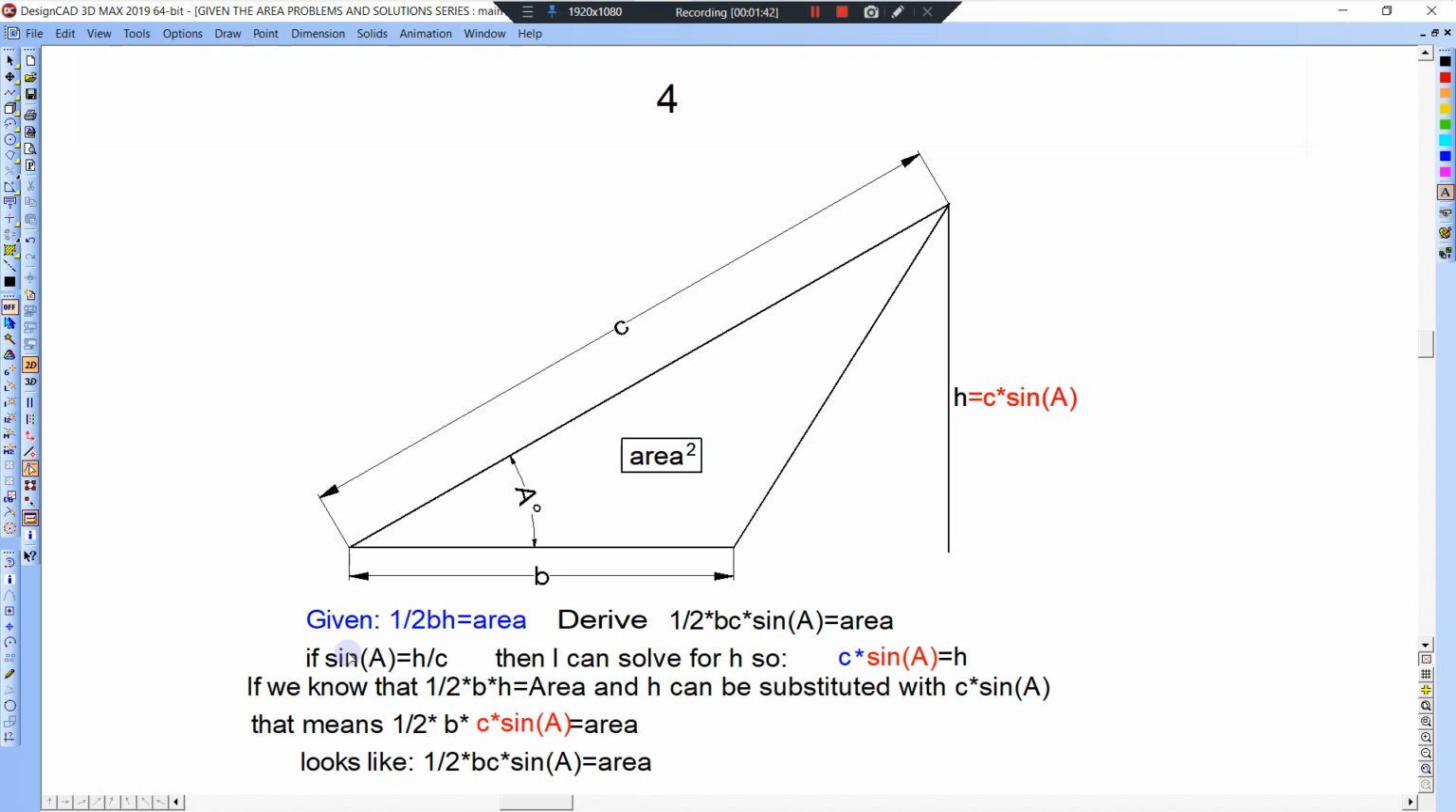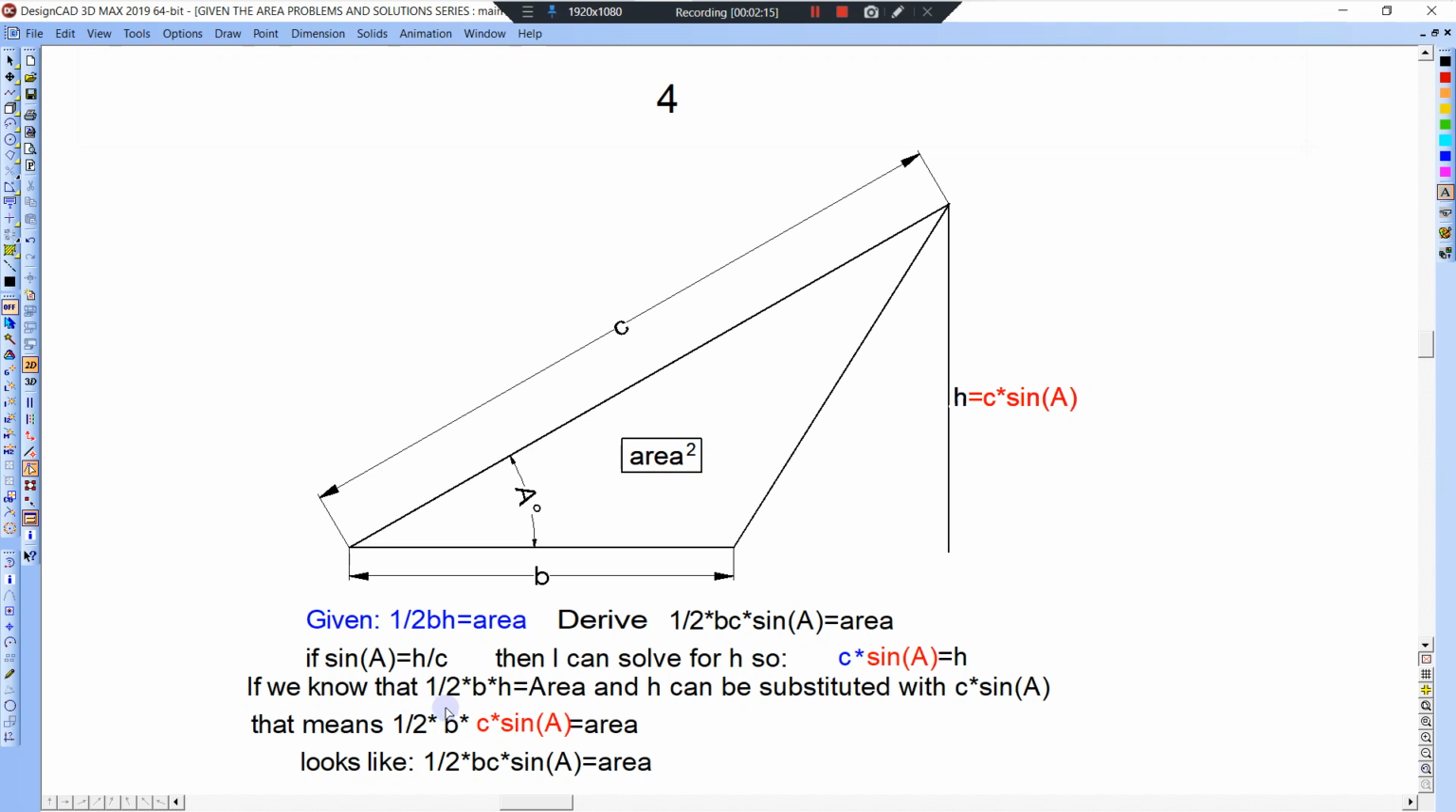So you have to know that if sine of a is equal to h over c, then you can solve for h. In this case, sine of a is equal to h over c, and to get h by itself, we multiply by c on each side, which gets rid of it on this side, and we end up with c times sine of a is equal to h. So we can substitute h with c times sine of a, and there you go.